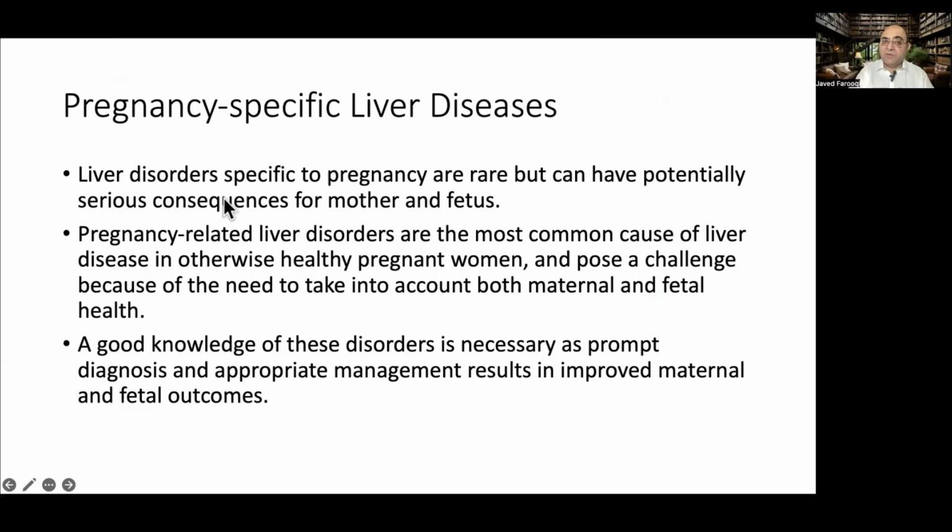So we have learned that liver disorders specific to pregnancy are rare, but can have potentially serious consequences, both for mother and fetus. These pregnancy-related liver disorders are the most common cause of liver disease in otherwise healthy pregnant women and pose a challenge because of the need to take into account both maternal and fetal health. And the third important point is that a good knowledge of these disorders is necessary, as prompt diagnosis and appropriate management results in improved maternal and fetal outcomes.